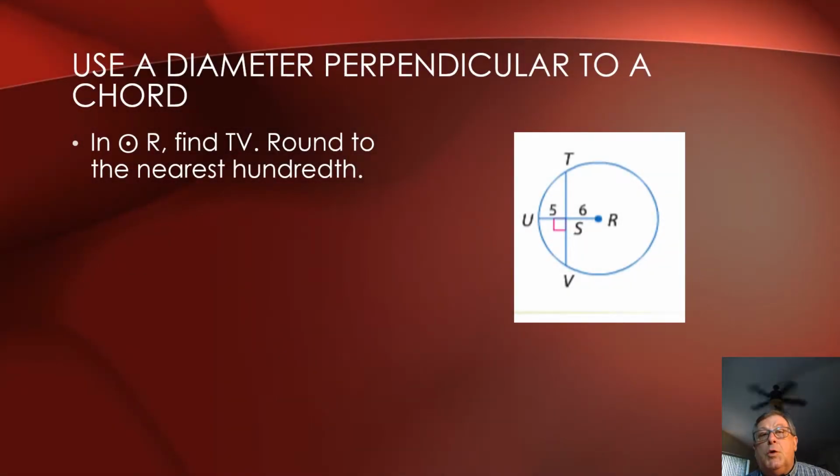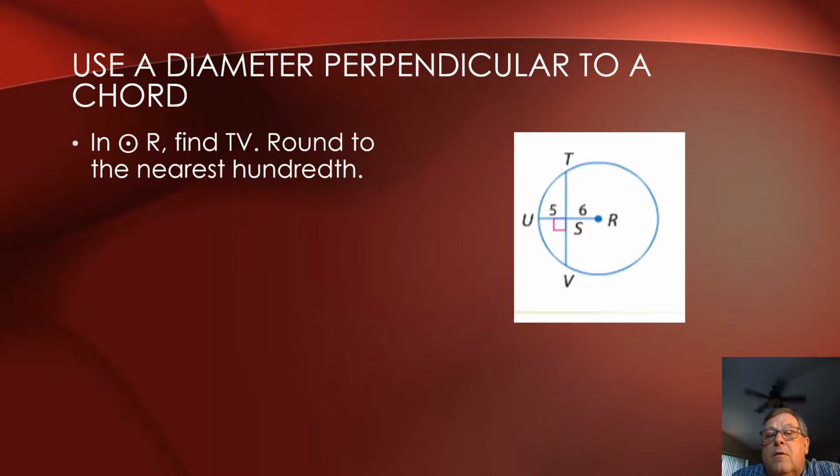We have the opportunity to do a little more thinking as we consider these theorems surrounding bisecting arcs and chords. Again, if we've got a diameter or a radius of a circle, and if it's perpendicular to a chord, then it bisects the chord and its arc. Even though this is titled "use a diameter," we're going to be using the radius. It says in circle R, find TV. So we're trying to find the length of this chord, TV.